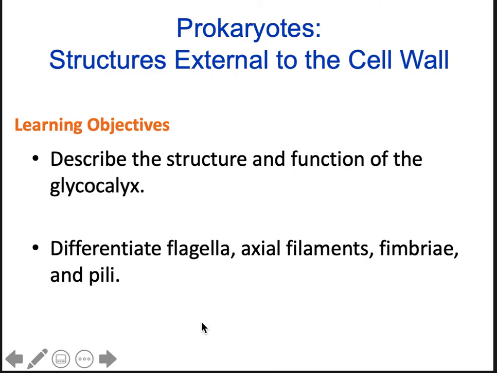All right, so now we're going to look at structures external to the cell wall, which we kind of already started to talk about a little bit with flagella and axial filaments. So we're going to take a closer look at that. And also, we're going to look at something called the glycocalyx, which is on top of the cell wall. So these are external structures.